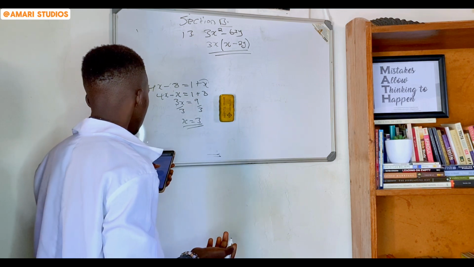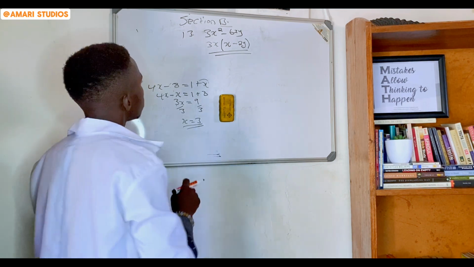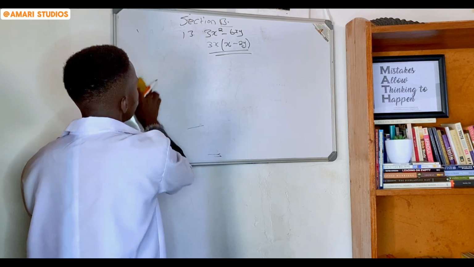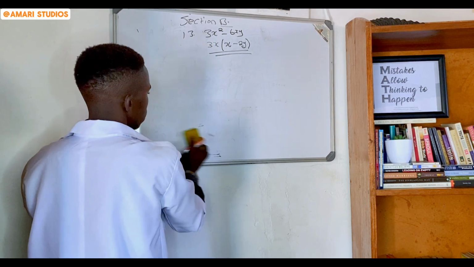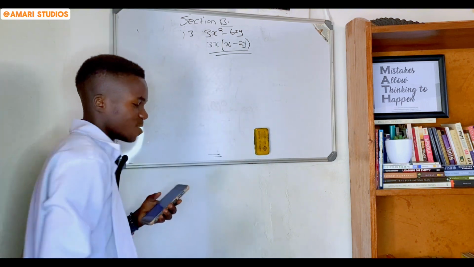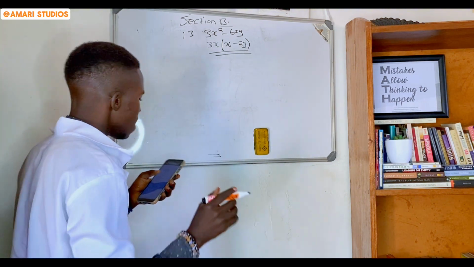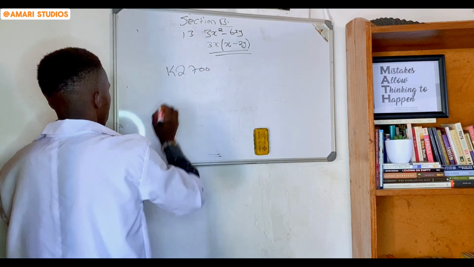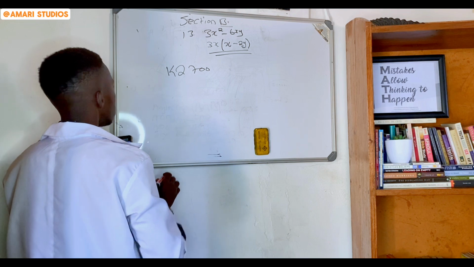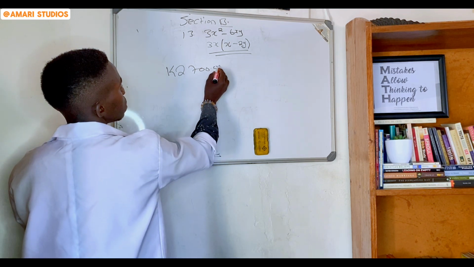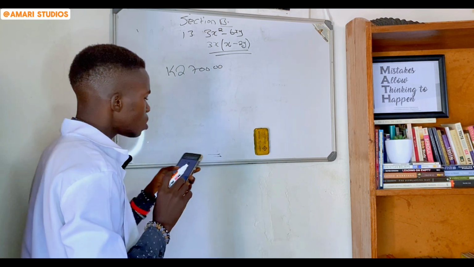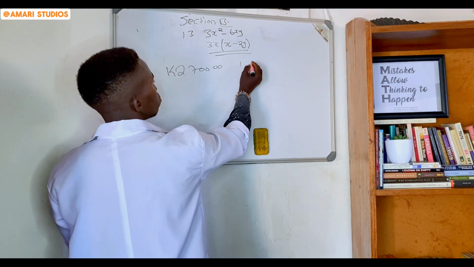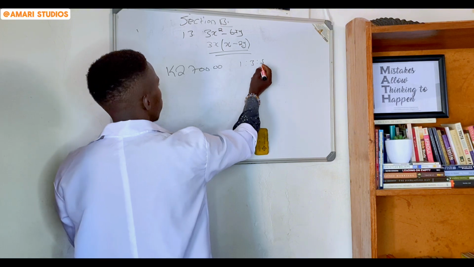The next question is saying 3 girls. Take note of that number. We are saying 3 girls. We're talking about girls right now. 3 girls shared 2,700 kwacha. 3 girls shared 2,700 kwacha. That's the question. So 3 girls shared 2,700 kwacha in the ratio 1 to 3 to 5.